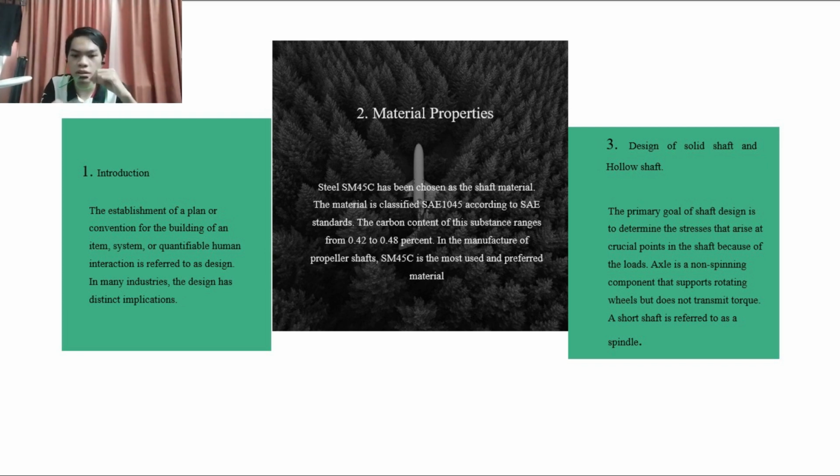For material properties, SM45C has been chosen for the shaft material. The material is classified as AISI 1045 according to the standard. The carbon content of this substance ranges from 0.42 to 0.48%. In the manufacture of propeller shafts, it is the most used and preferred material. The primary goal for the shaft is to determine the stresses that arise at a crucial point in the shaft because of the load, as there is a spinning component that supports rotating wheels but does not transmit torque.